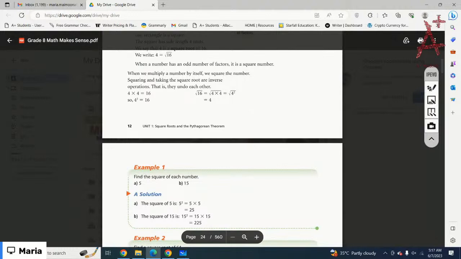Got it? How do we know if a number is a square number? You have to make the factors. If you have an odd number of factors, that means the number is a square. Got it? Find the square of each number. You have 5 and 15. Square means you have to multiply them by itself. 5 times 5 makes 25, and the square of 15 is 15 times 15. That would be 225. Got it?